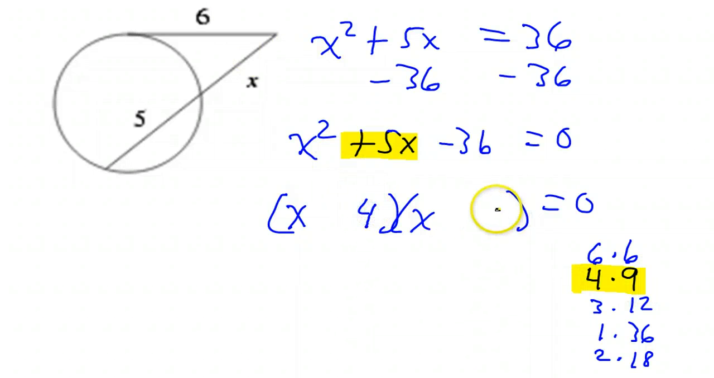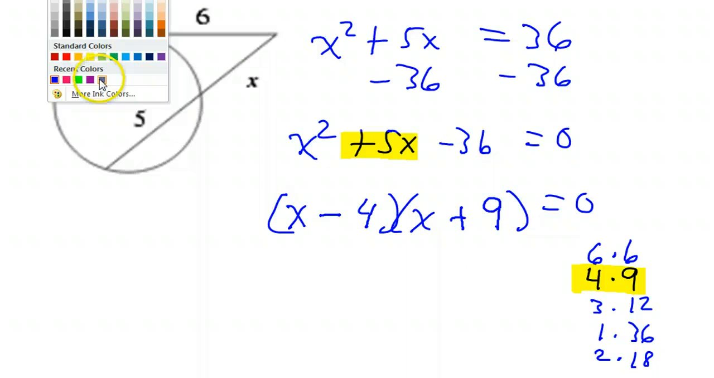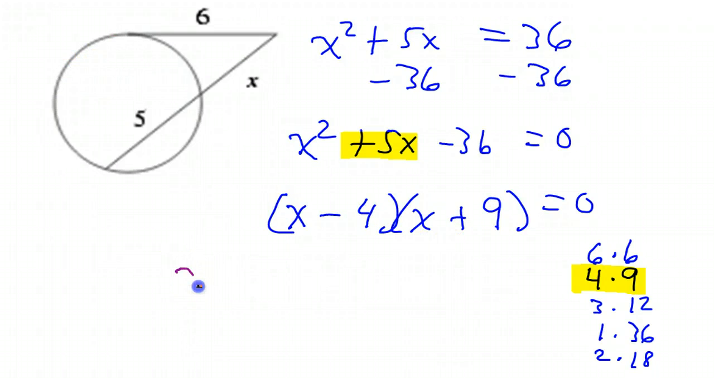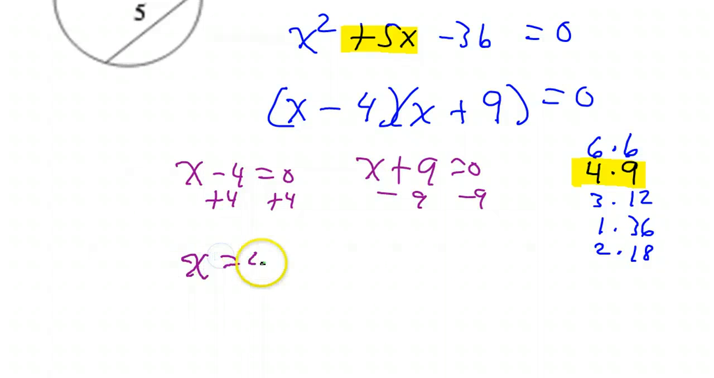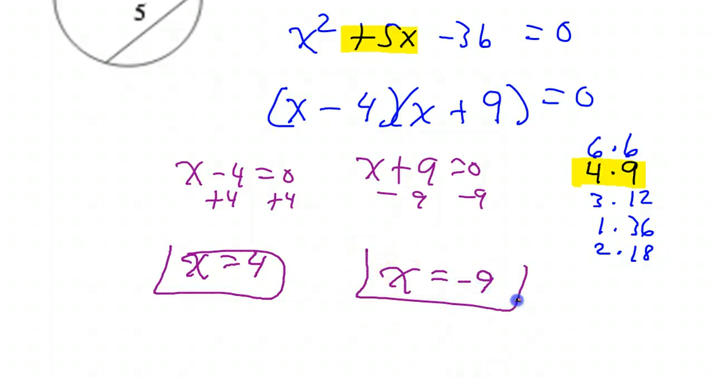Okay, if we do 4 and 9, if I do a negative 4 and a positive 9, inner plus outer equals middle, that'll give me positive 5. And negative times positive is negative. So this is how you factor it. Now I will get my solutions by setting these factors equal to 0. So x minus 4 equals 0 and x plus 9 equals 0. Adding 4, subtracting 9 gives me x equals 4 and x equals negative 9.